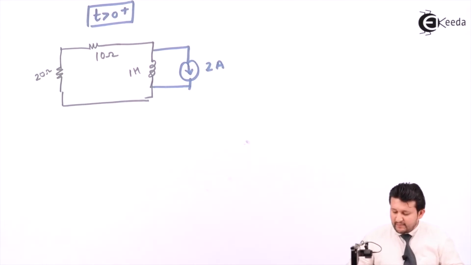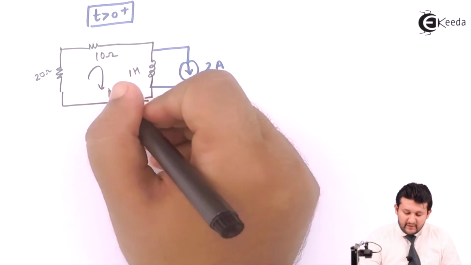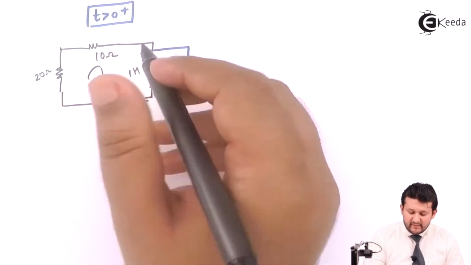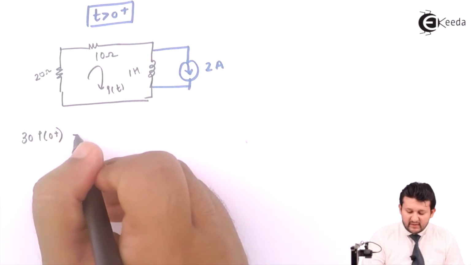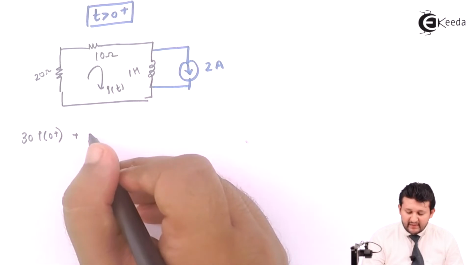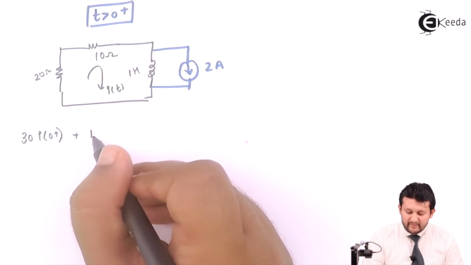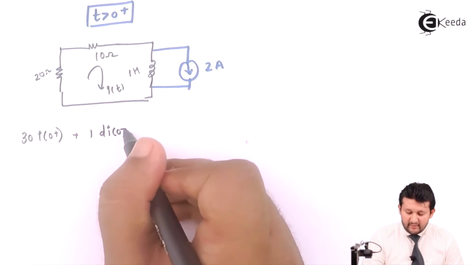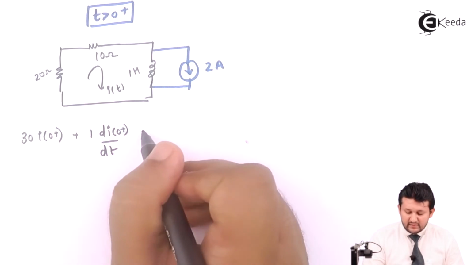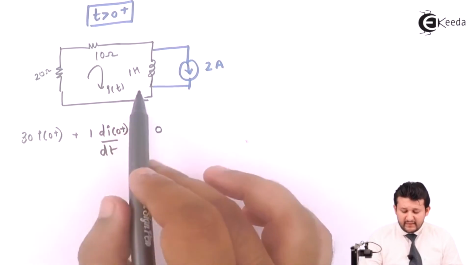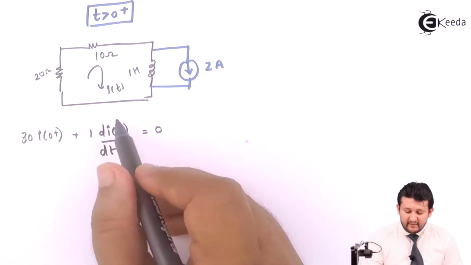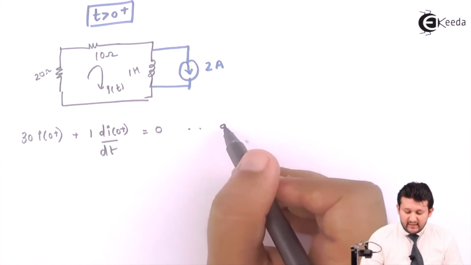Okay. Now let's apply KVL in this format. Across the resistance you will be getting 30 I of 0 plus, plus the voltage across the inductance, the formula is L di by dt. The value of L is equal to 1. So 30 I of 0 plus plus di of 0 plus upon dt is equal to 0. No voltage source. Apply KVL to this part. I need to find di by dt. Let this equation be A.